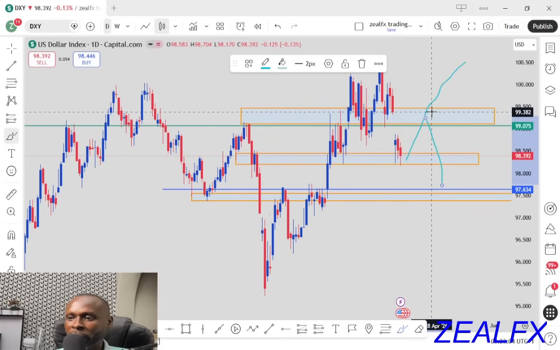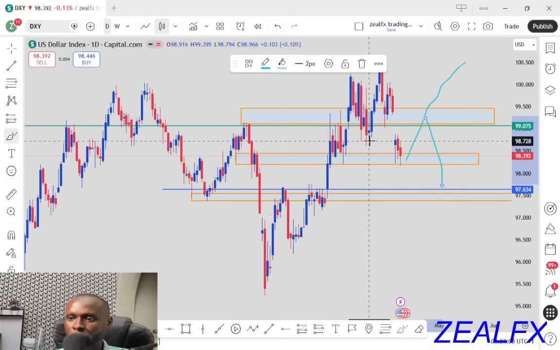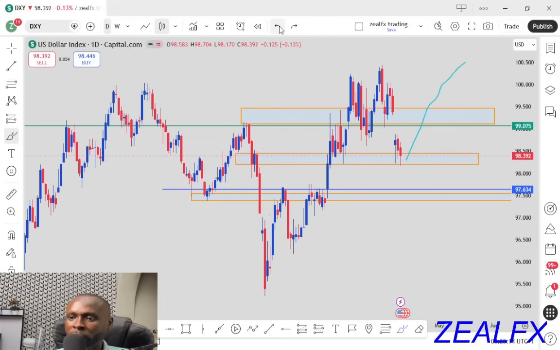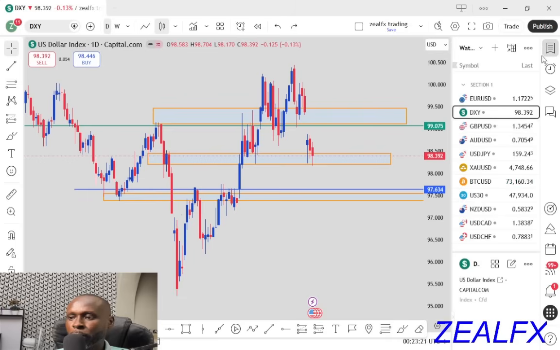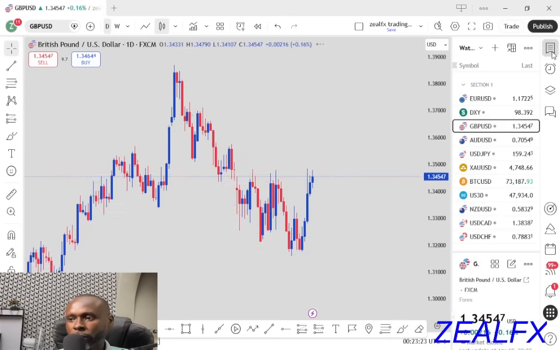Then a break of this level might push price higher. Then if price fails, we'll start looking for more selling opportunities for the dollar index. So we expect the dollar index to be strong this week before we see any form of weakness on the dollar index. So let's look at our next pair, which is the pound USD.